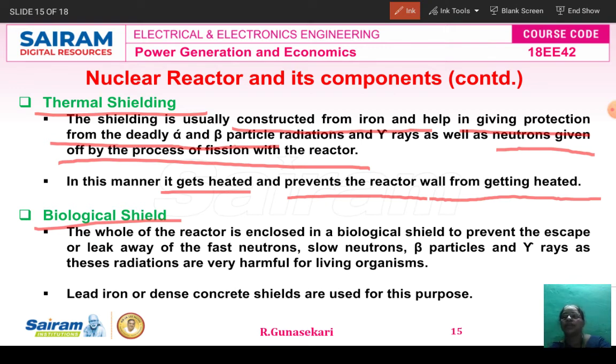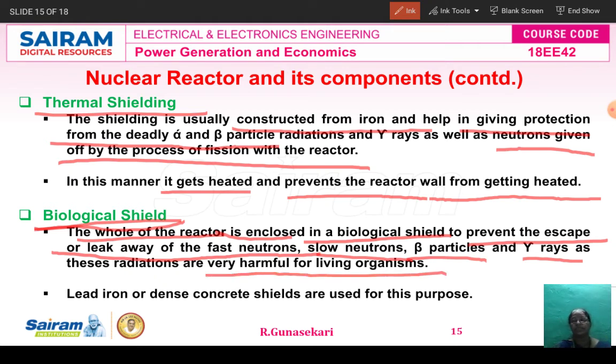The next component is the biological shield. The whole of the nuclear reactor is enclosed in the biological shield. The function of the biological shield is to prevent the escape or leakage of fast neutrons, slow neutrons, beta particles, and gamma rays, because these radioactive byproducts are very harmful for living organisms. That's why we use the biological shield in the nuclear reactor.